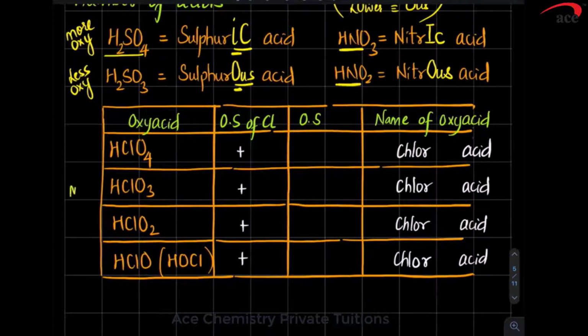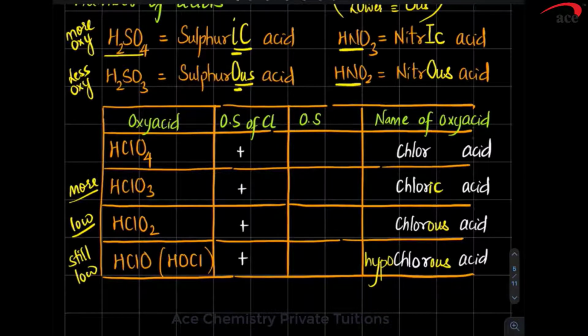This has more number of oxygen. Therefore, ending is chloric acid. This has less number of oxygen. So, OUS acid, chlorous. But this has still less number of oxygen. If it has still less, you end it with the word OUS and you add the word hypo too. So, hypo means less, hypochlorous acid.